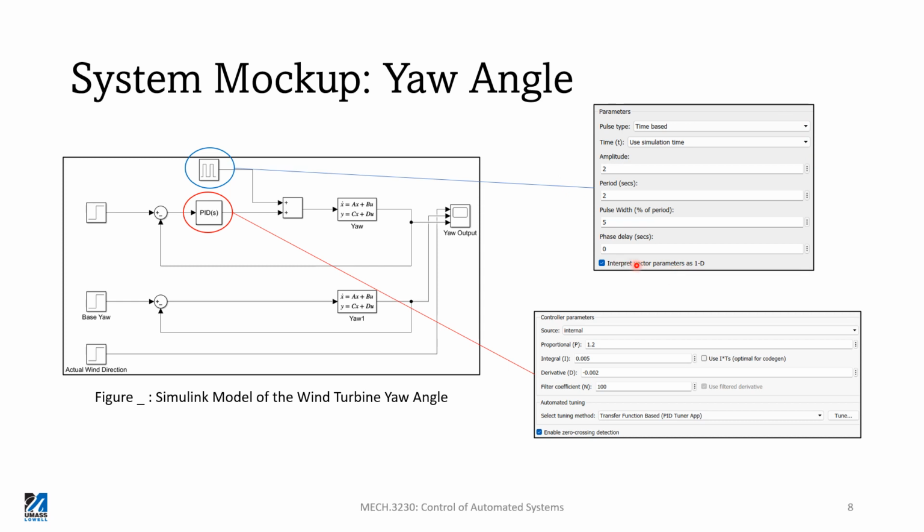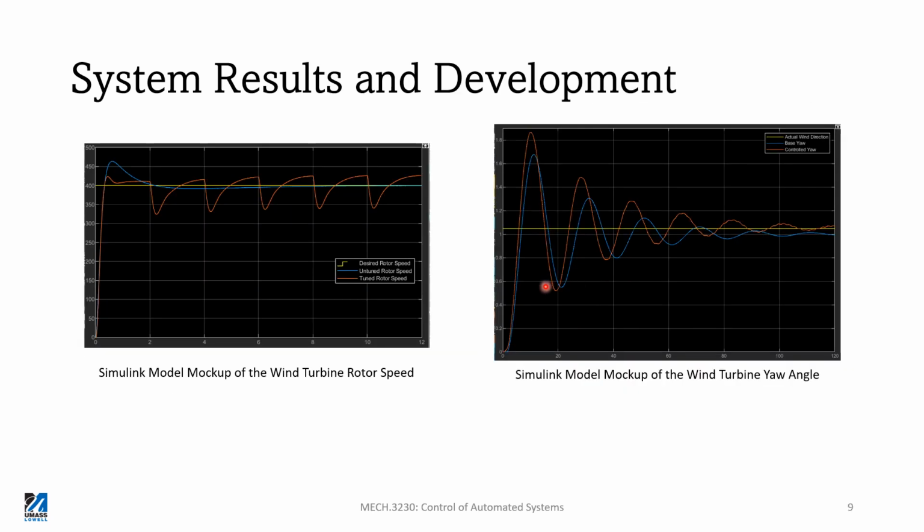It's important to note that a period of 2 seconds was applied to both rotor speed and yaw angle models, and also because yaw and rotor speed are affected differently, the disturbances were not as pronounced in one compared to the other. System results and development.